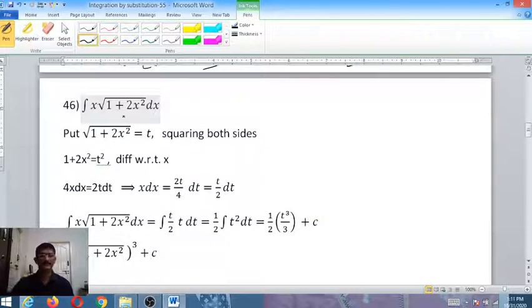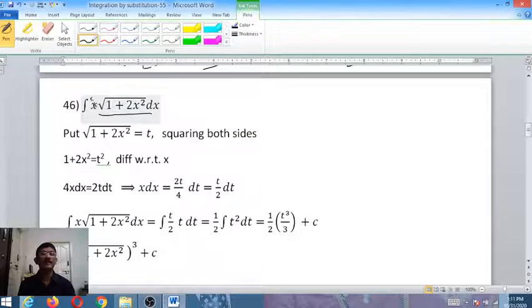One more problem here. Look at this. Here this is the problem. We should take root of 1 plus 2x square as t. Squaring both sides, 1 plus 2x square equals t square. Differentiate with respect to x. The derivative of 1 is 0, 2 as it is, for x square it is 2x. 2 into 2, 4x dx is, for t square, 2t dt.